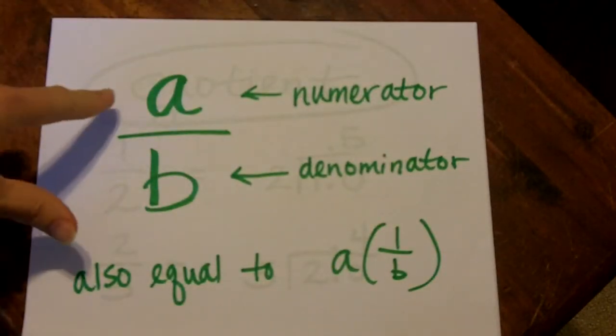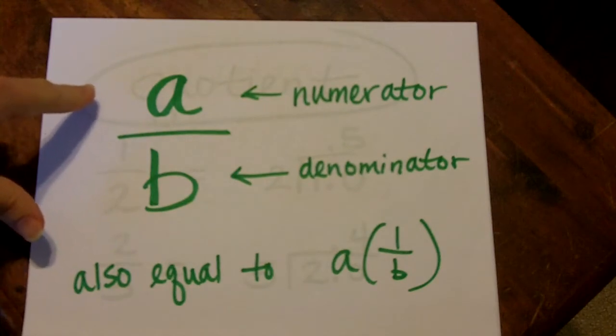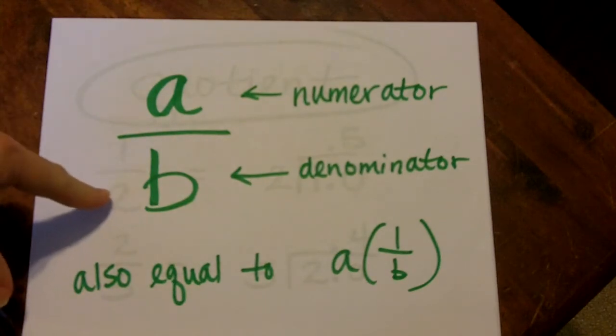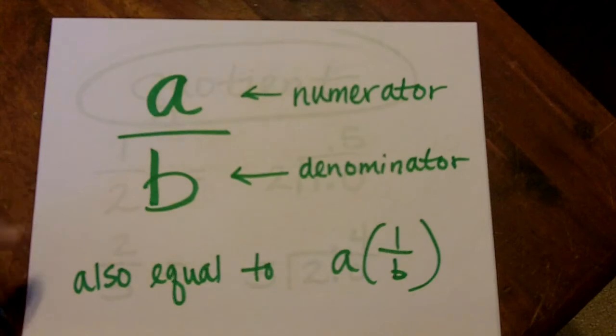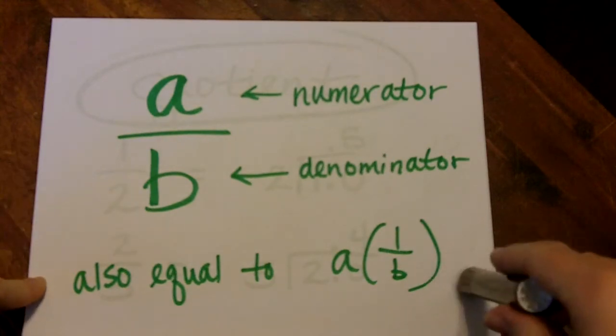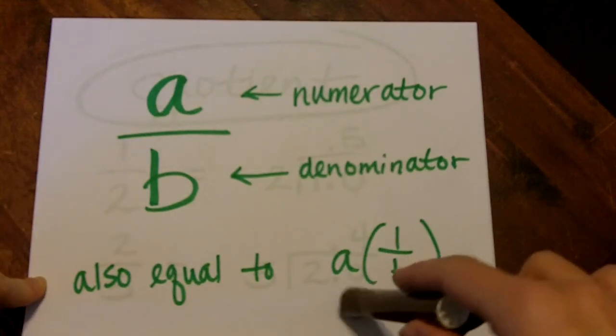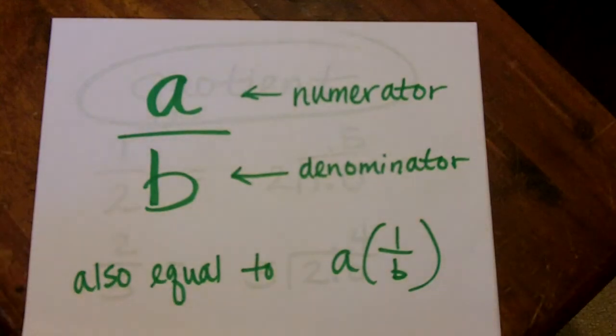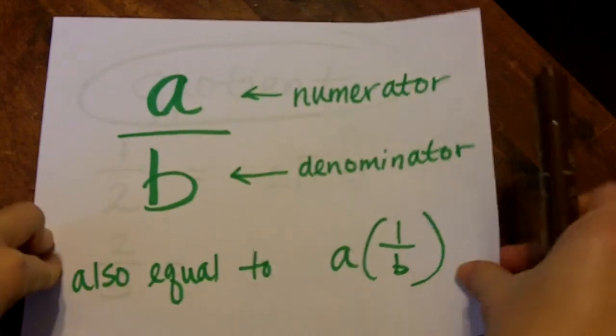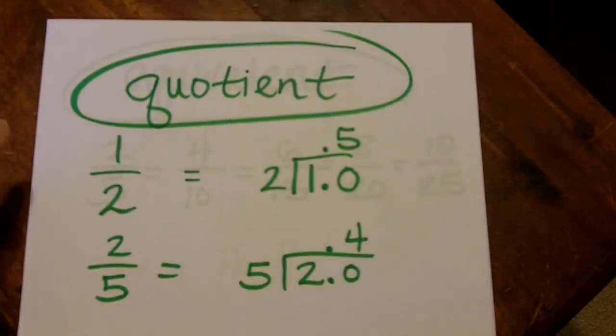I'm sure you know that the numerator is the top of the line. The denominator is below the line. What you might not realize is that it could also be written as A times 1 over B. Okay, the quotient is also another word for fractions.